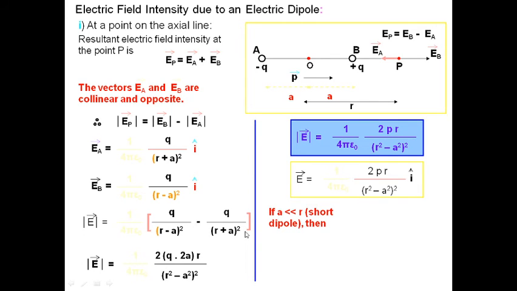There is one special case, sometimes it's asked: if A is very small as compared to R, meaning the distance between the charges of the dipole, that is called dipole length, is very small as compared to R. That is also called short dipole. In that case, we take R square minus A square approximately equal to R square, and we put the value, we get the E due to this short dipole comes out to be approximately 2P divided by 4 pi epsilon naught R cube.